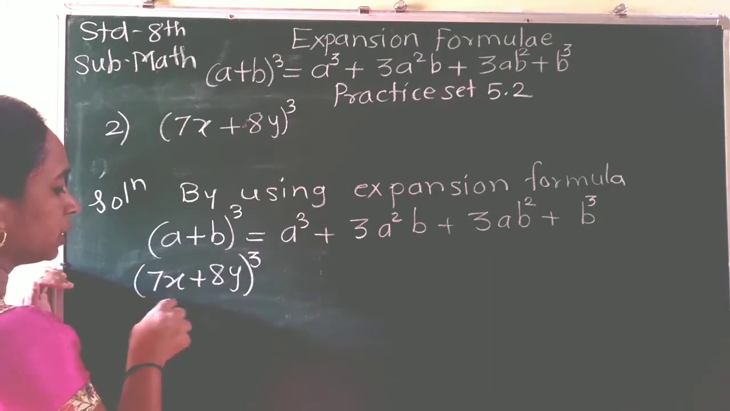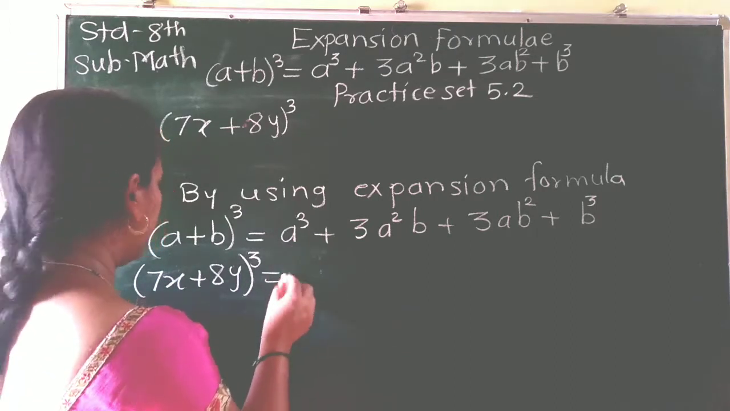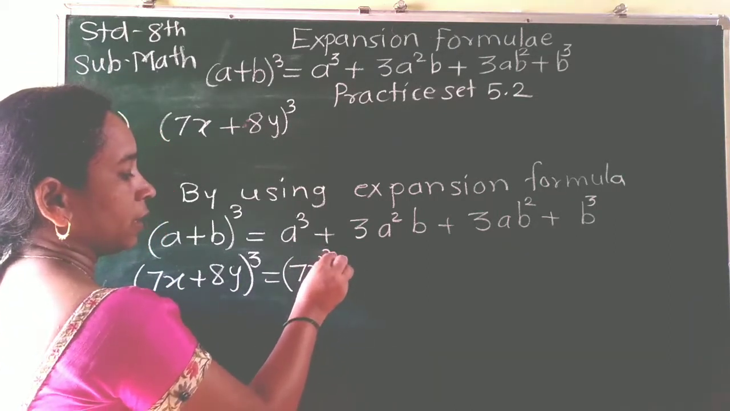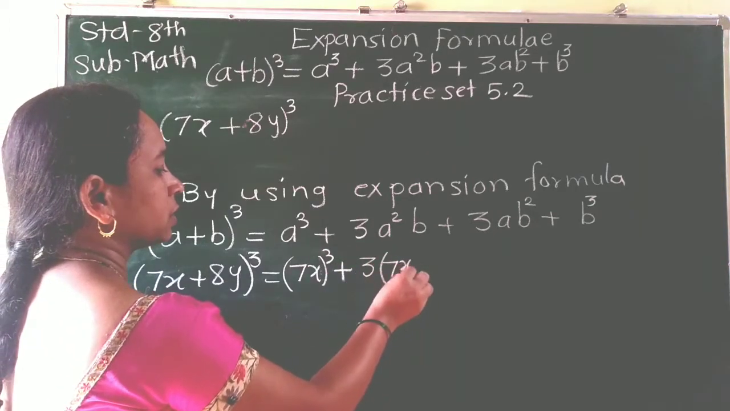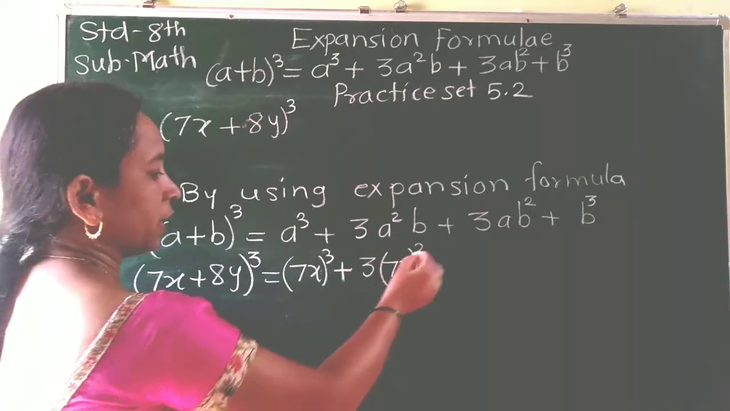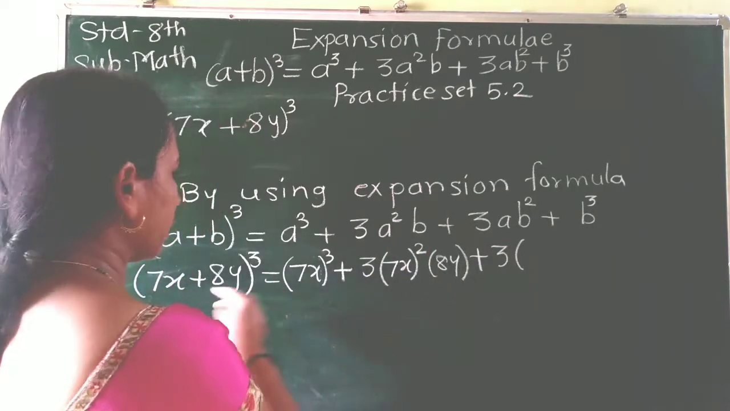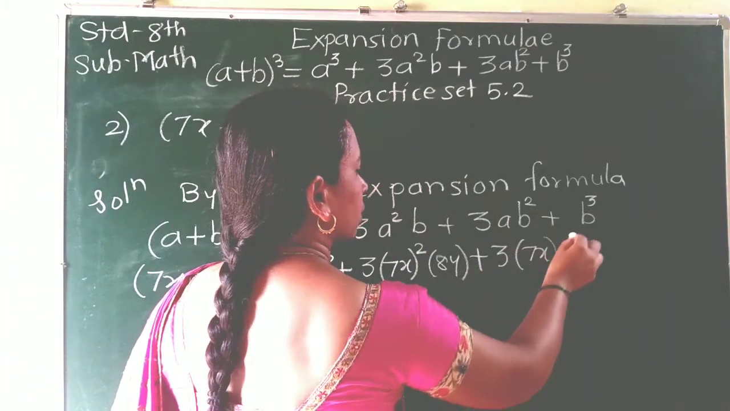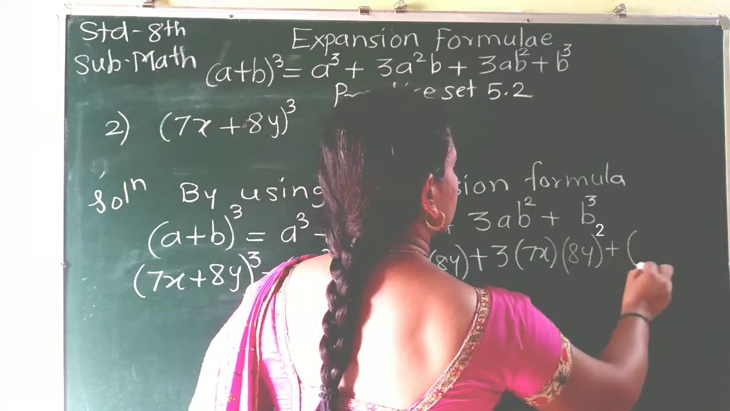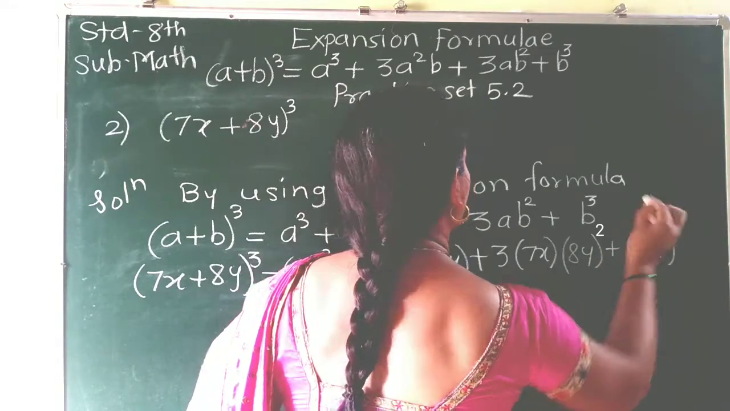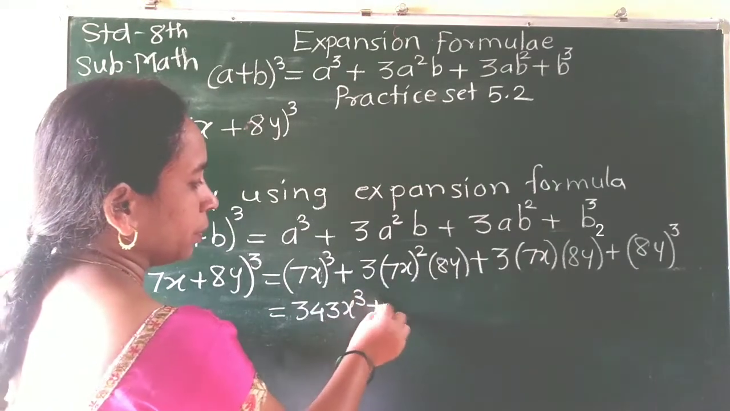Compare: a's value is 7x, b's value is 8y. Replace the terms now. a cube is (7x) cube, plus 3a square b is 3 into (7x) square, b's value is 8y, plus 3 into a's value 7x, b's value is 8y, plus (8y) cube. (7x) cube is 343x cube, it is 343 x cube plus 7 square.